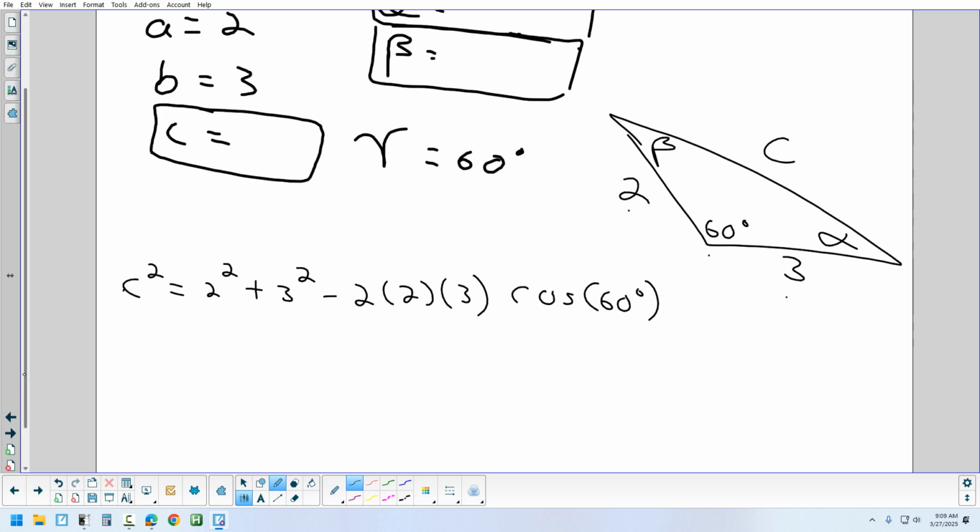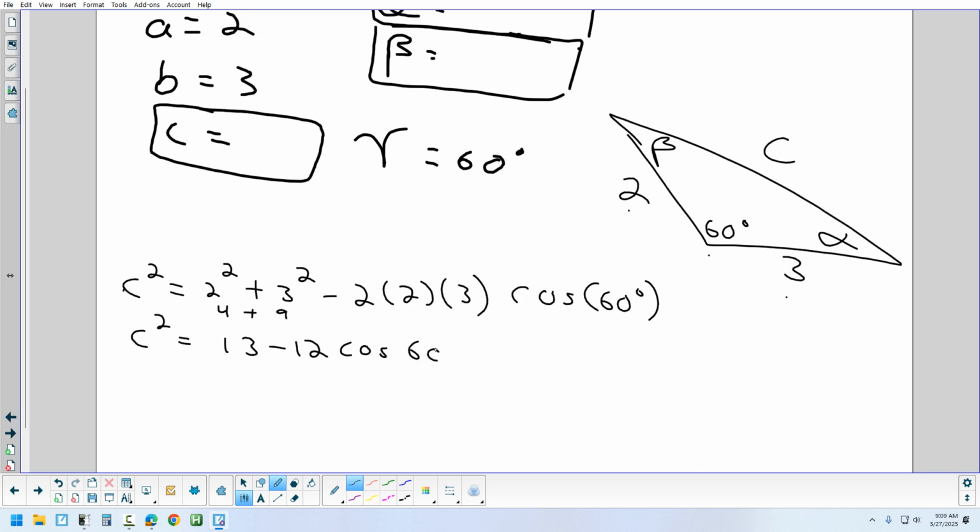When you're solving for the side, it is pretty much by itself the whole time. I mean, yeah, I got to take a square root when I'm done to get rid of that exponent of 2. But other than that, everything is on the right side. What's 2 squared? 4. And 3 squared? 9. So let's do all that together. 4 plus 9 gives me 13. What's 2 times 2 times 3? 12. Yep.